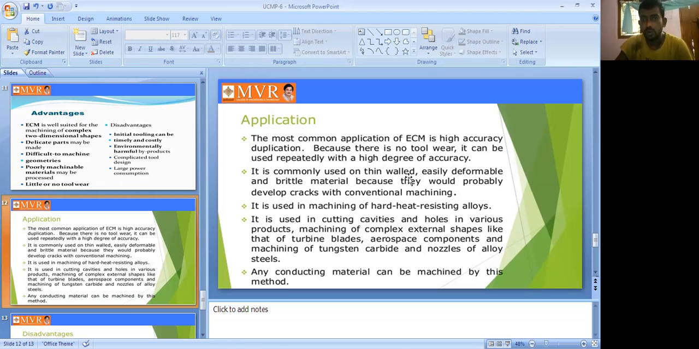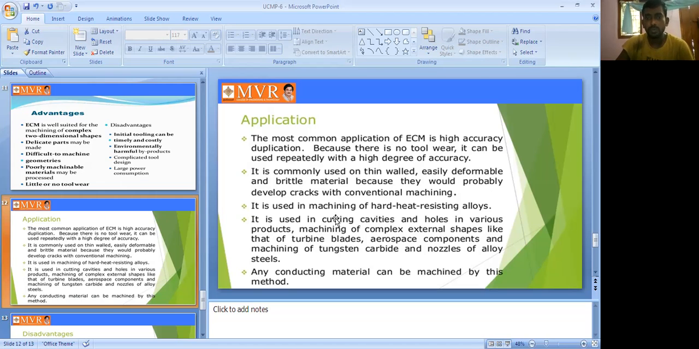It is mostly used for thin-walled, easily deformable and brittle materials, because they would develop cracks with the conventional machining process. So very commonly you can use ECM1 for thin-walled and brittle materials. Some of the cracks you can see in the conventional machining process, so the delicate parts, thin-walled parts and brittle materials you can machine in ECM1.